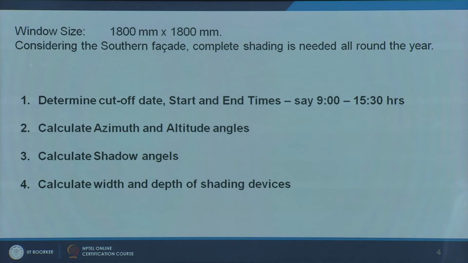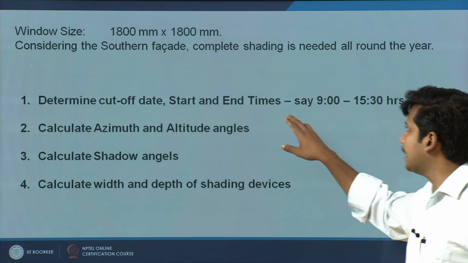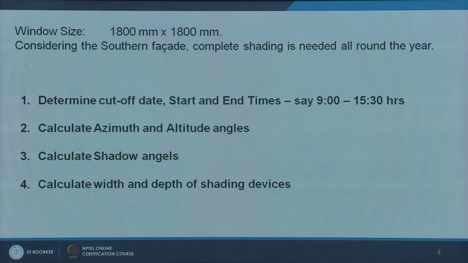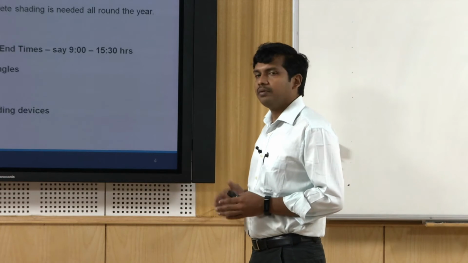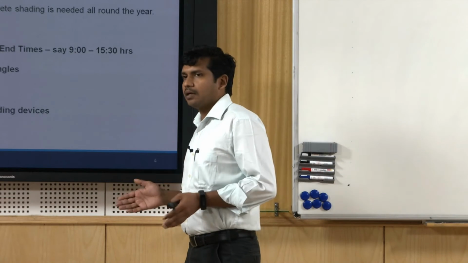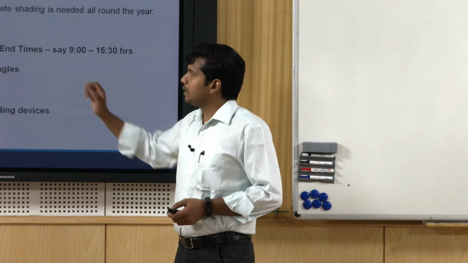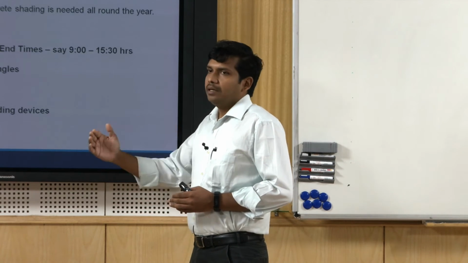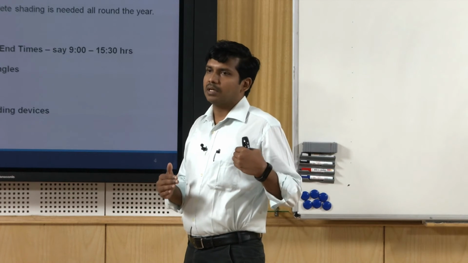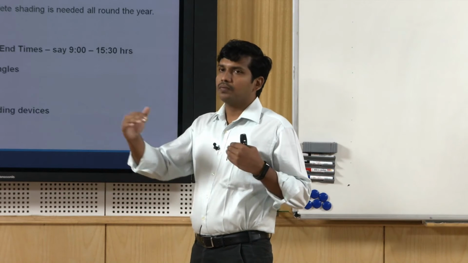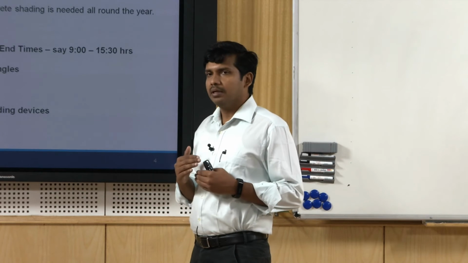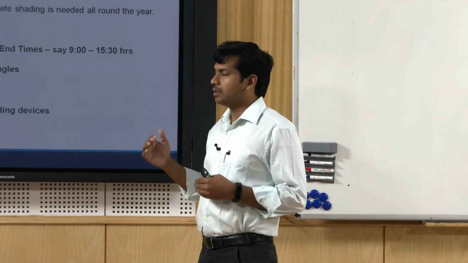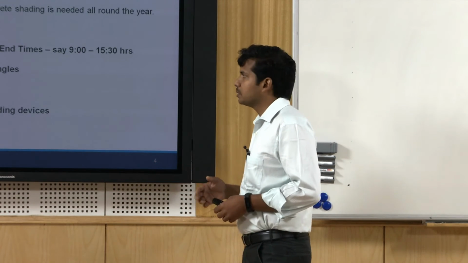We will move on to the use of the tool itself. We saw the different steps involved. First we have to determine the cutoff date, start and end times. For example, 9 o'clock to 4 o'clock in the evening or 6 o'clock in the evening, depending on when you want to cut off the sun on a particular day, as well as during which season of the year you need to cut off the sun. It could be from summer solstice to winter solstice, or not go as far as winter solstice. Maybe just 3 to 4 months in summer I need shading for this window, and the rest can be exposed to sun. It depends.